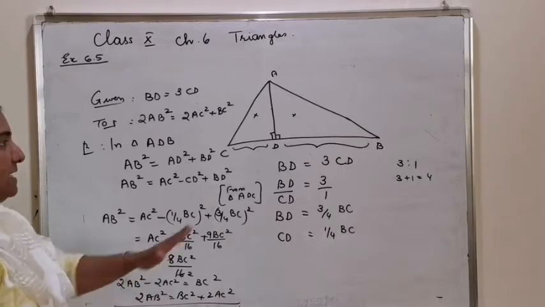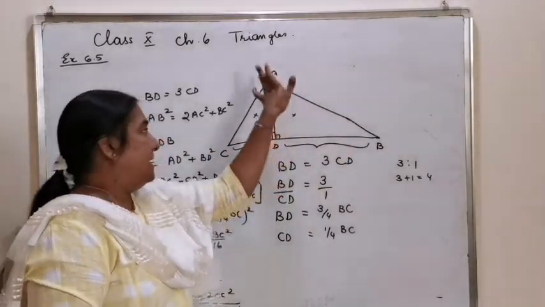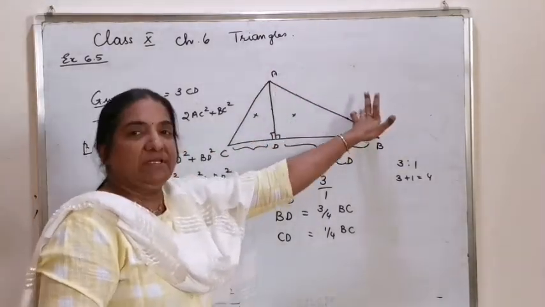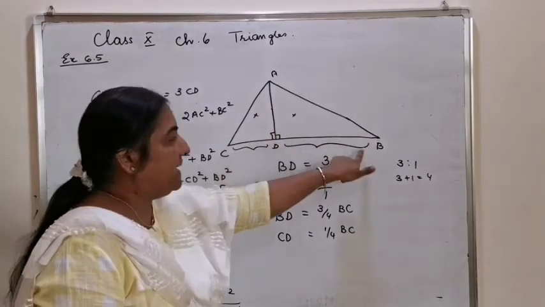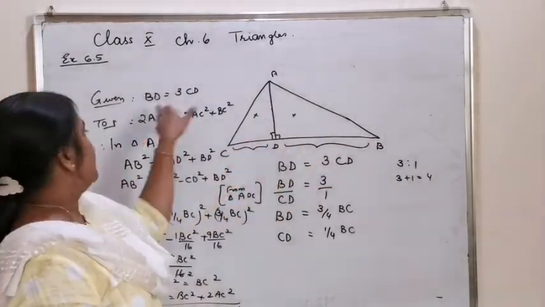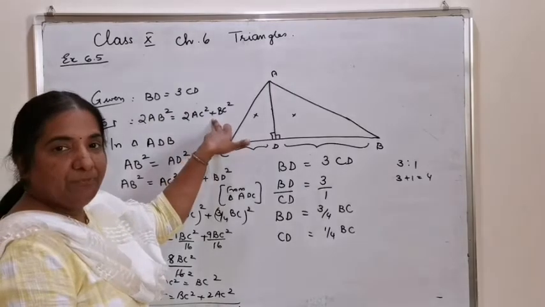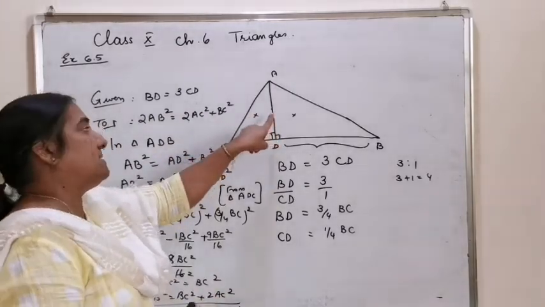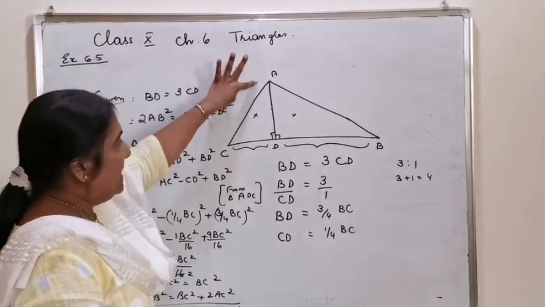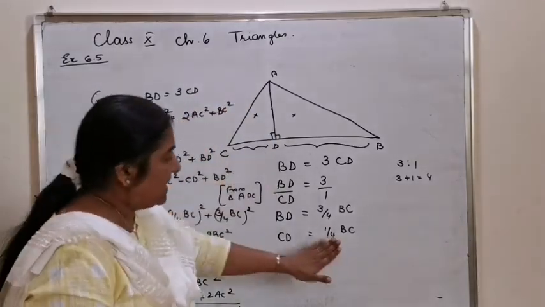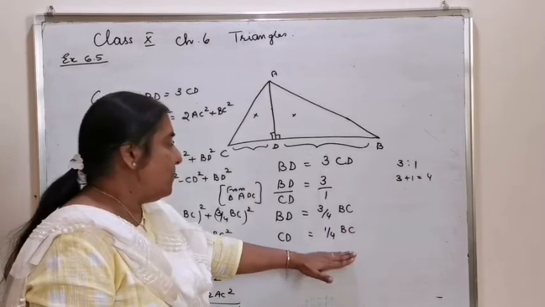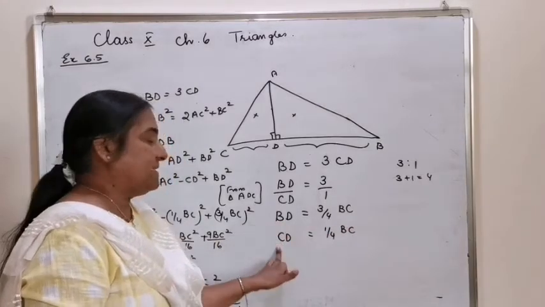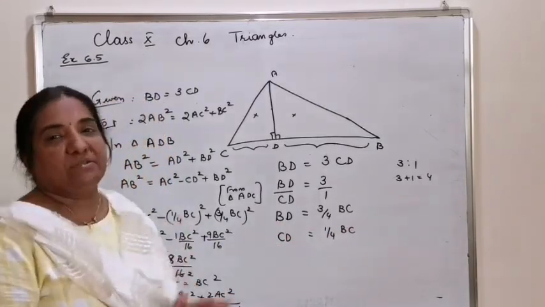That means in triangle ADB, AB square is equal to AD square plus BD square. AD square is not needed in the figure. Instead of that, we need to replace AD with AC. That is, from this triangle, AC square minus CD square, and we are substituting the values derived for BD and CD, which will give you the result.